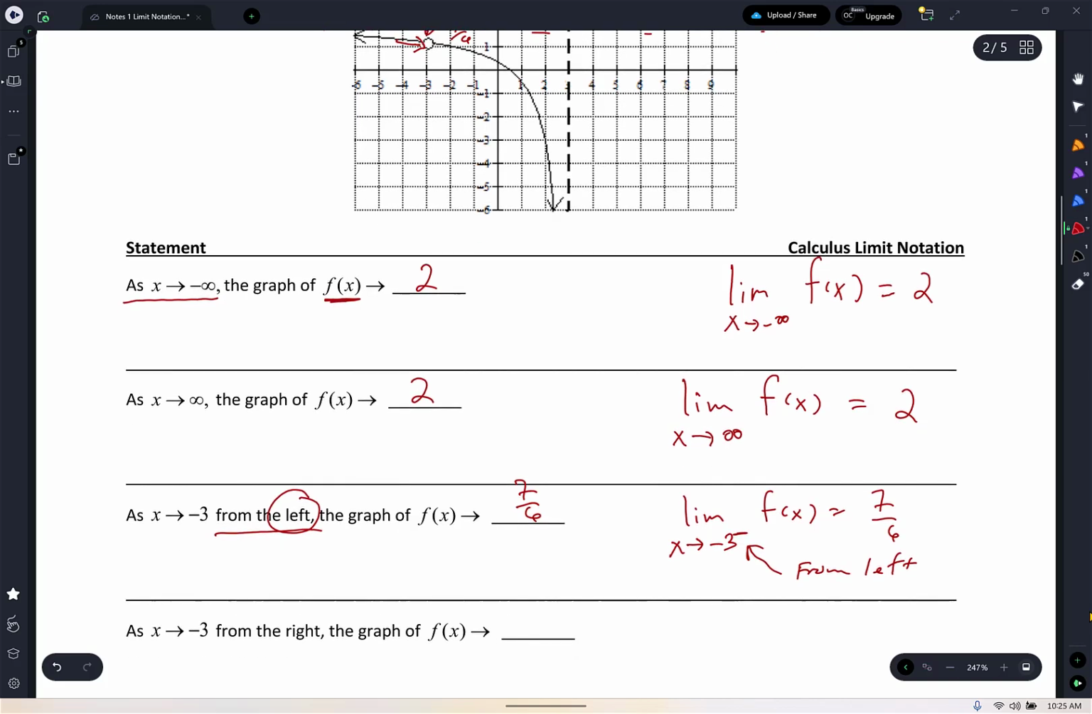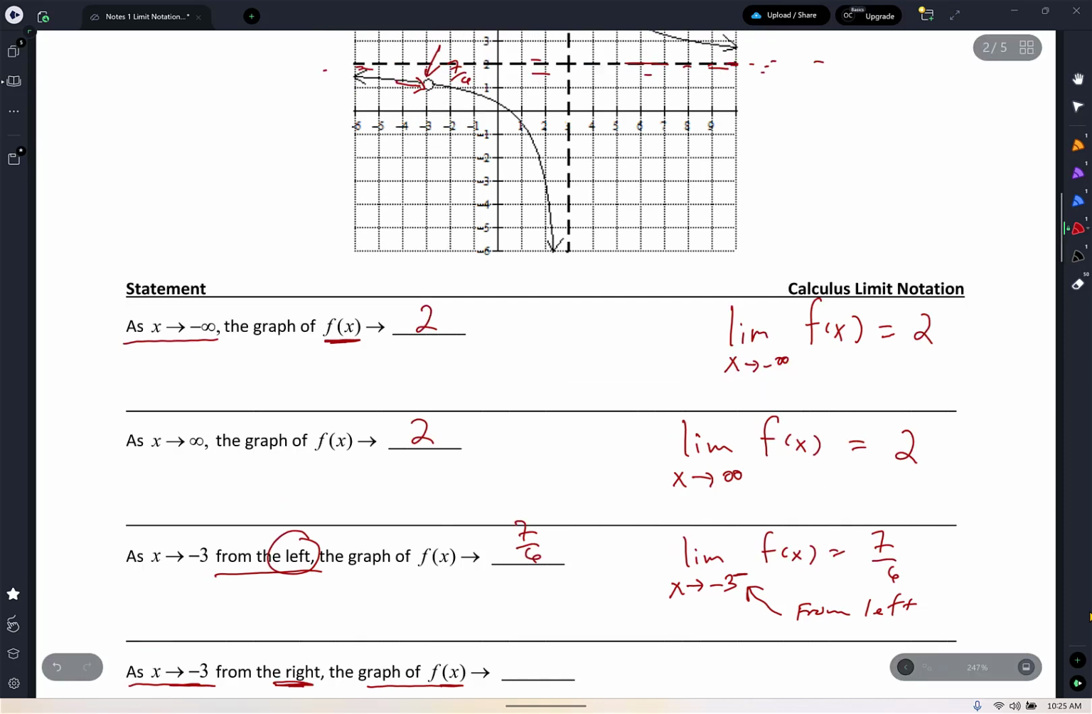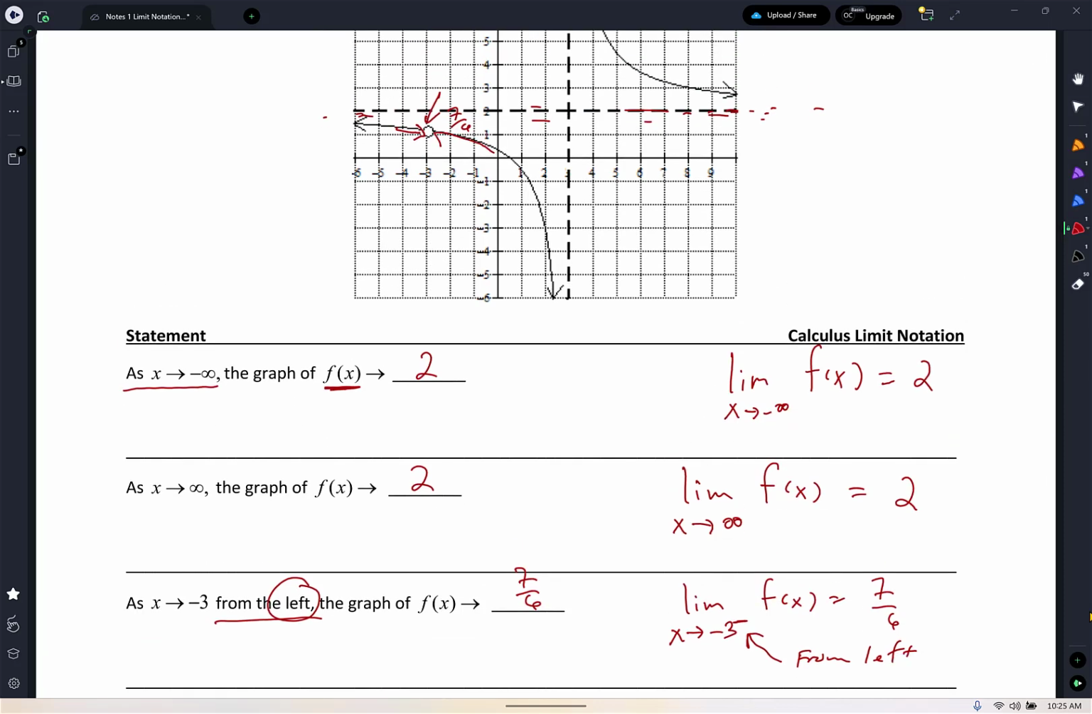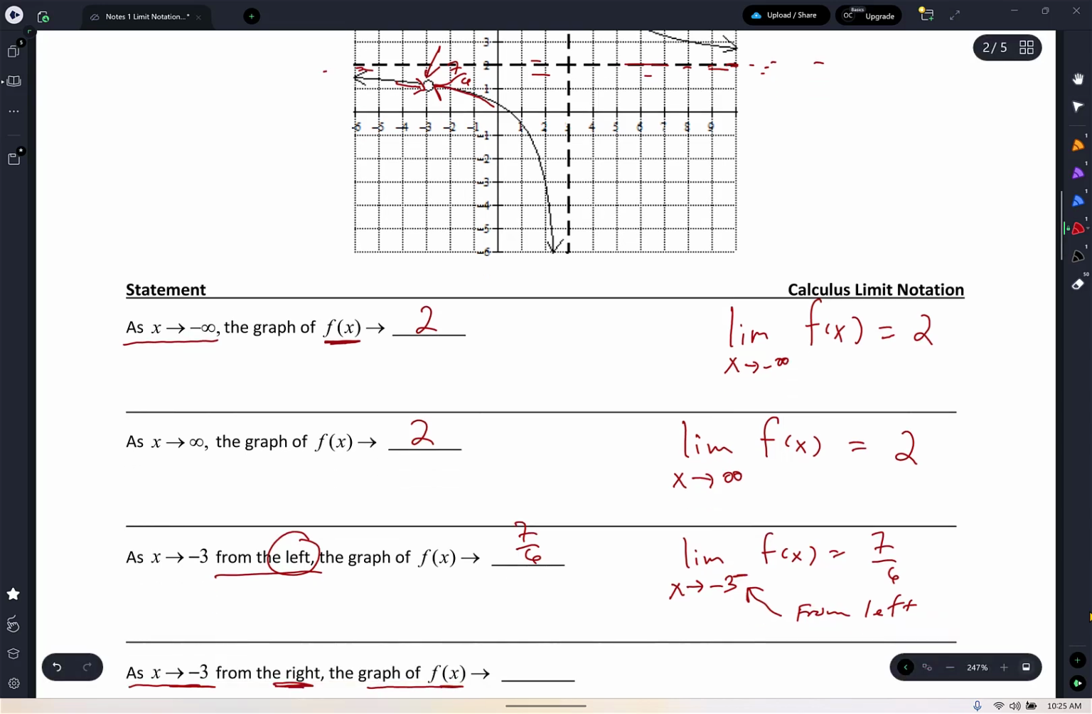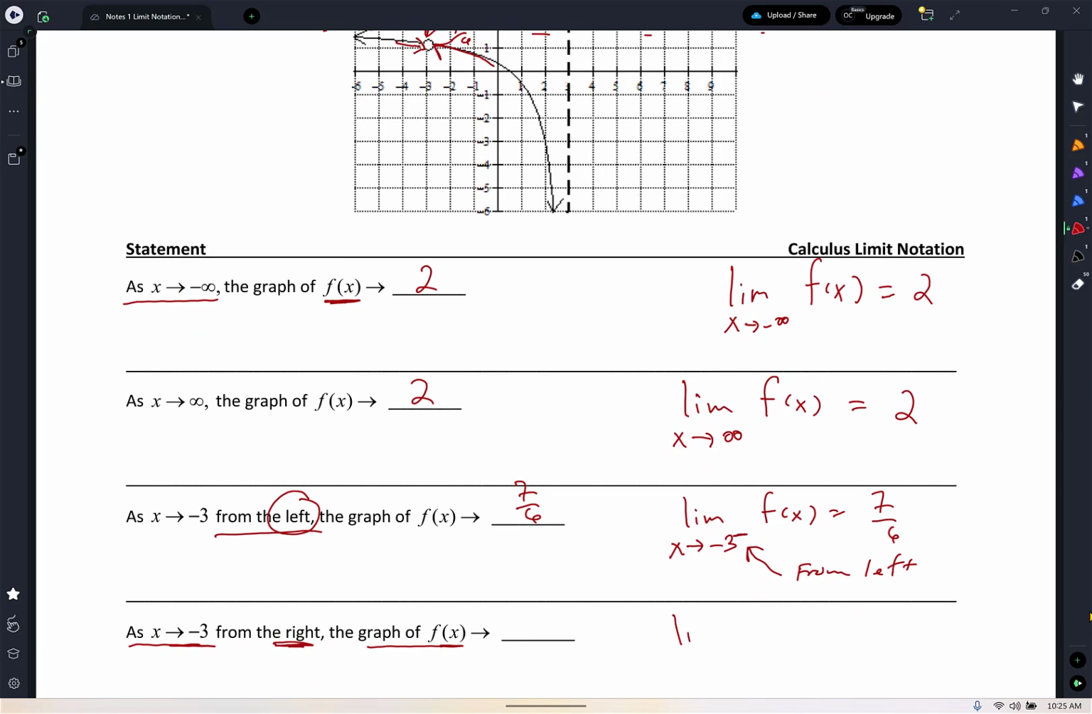And then it says, as x approaches negative 3 from the right, the graph of f of x approaches, again, if I approach negative 3 from the right, I'm approaching the same y value. Do you guys see that? So what am I going to do? I'm going to write the word limit. Oh, by the way, same y value, 7.6. Limit as x approaches negative 3, but do I leave it alone? What do I put in the upper right-hand corner? A little plus symbol of f of x equals 7.6.